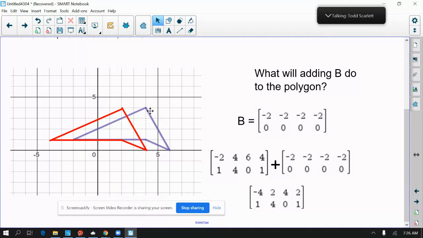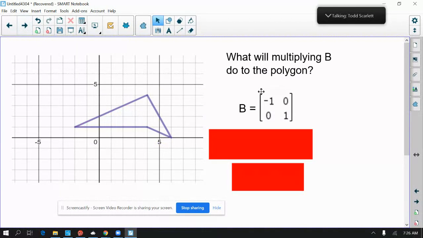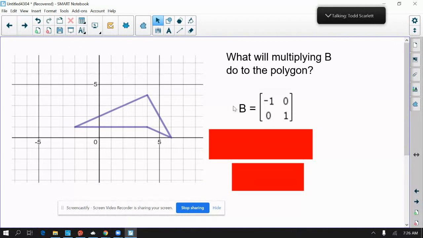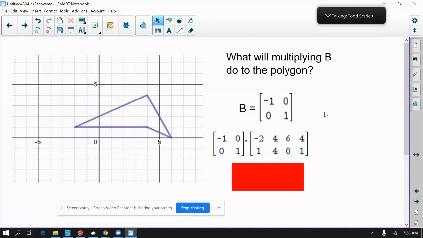So they're all just transformations. Another transformation is this. What does this do? I can't add that to this matrix because it's not the same order. Remember, this is a 2 by 4. So if I want to add or subtract anything, this has to be a 2 by 4. But I can multiply this. Can you think what will happen if I multiply that?